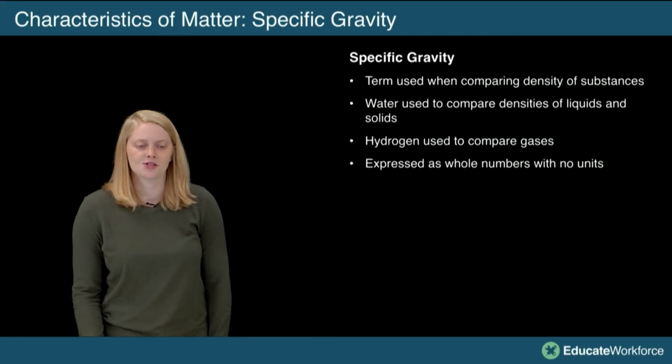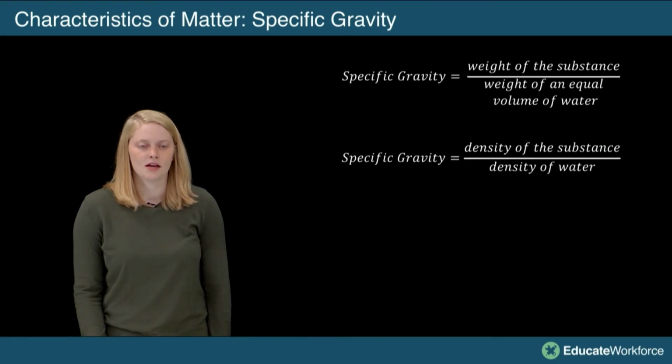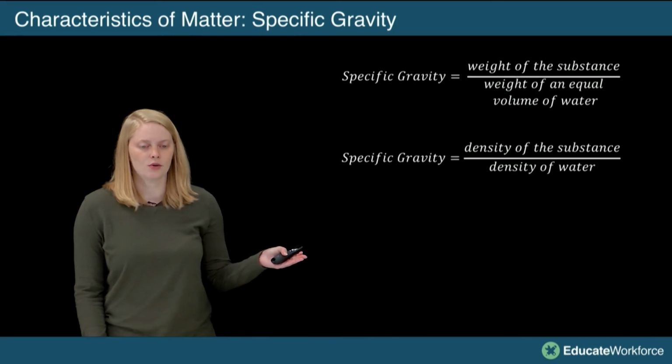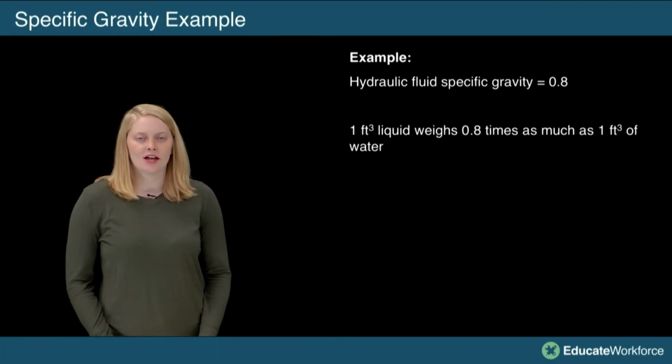Specific gravity is a term used to compare densities of different substances. Water is used to compare the densities of liquids and solids, and hydrogen is used to compare the densities of gases. As you can see here, we have 2 different equations for specific gravity depending on the quantities that we are given. Now let's look at an example.